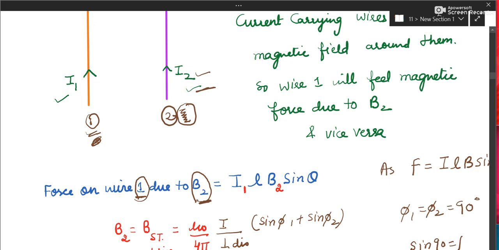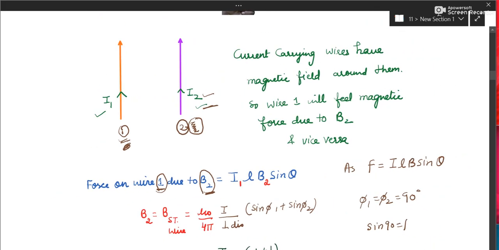So look, the general formula is this that we have done, I L B sin theta. I will be of self. Force on wire 1, so your own current, I1. Length common, length is same. B will come of the other wire, and theta, sin theta as it is.